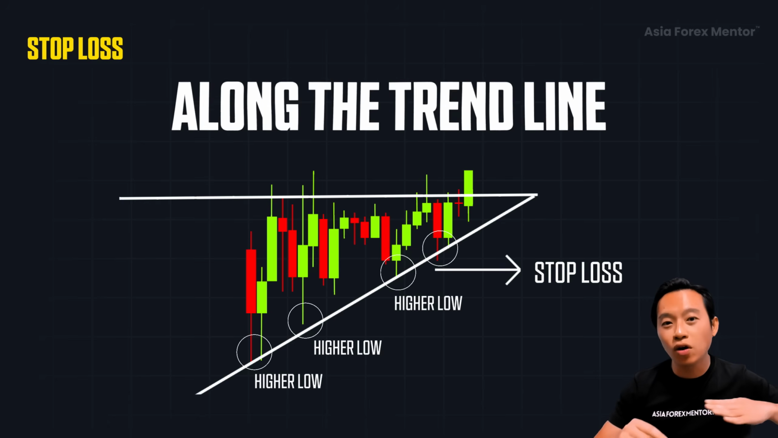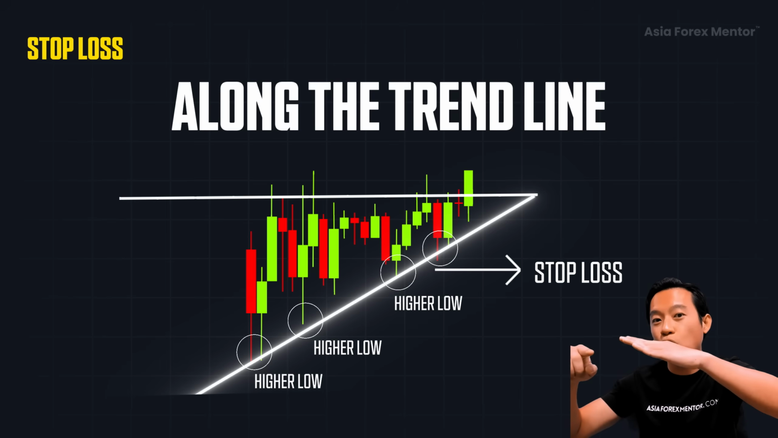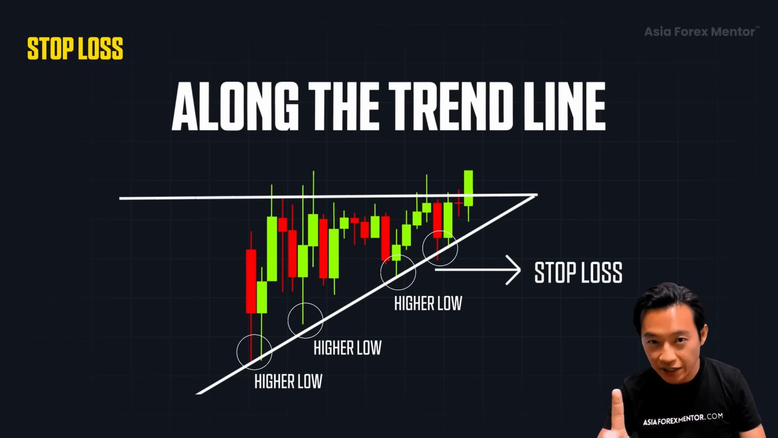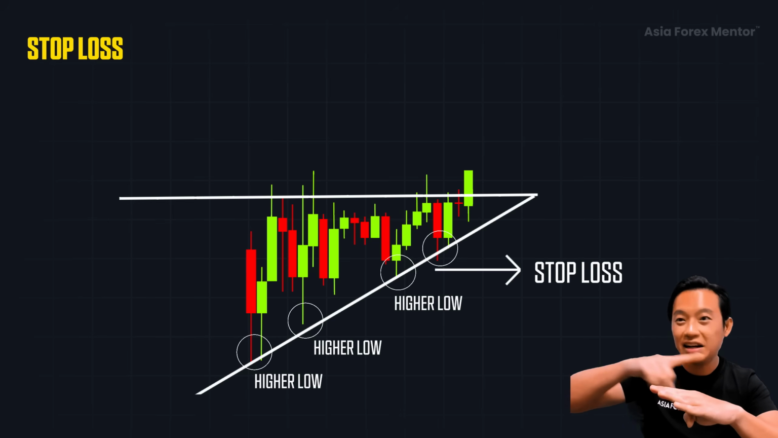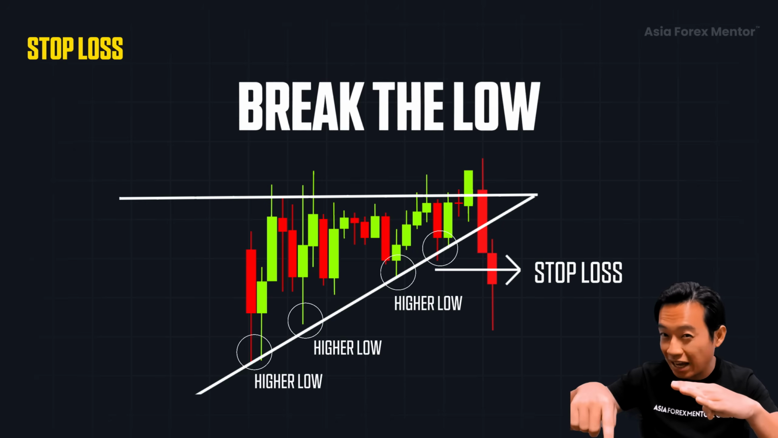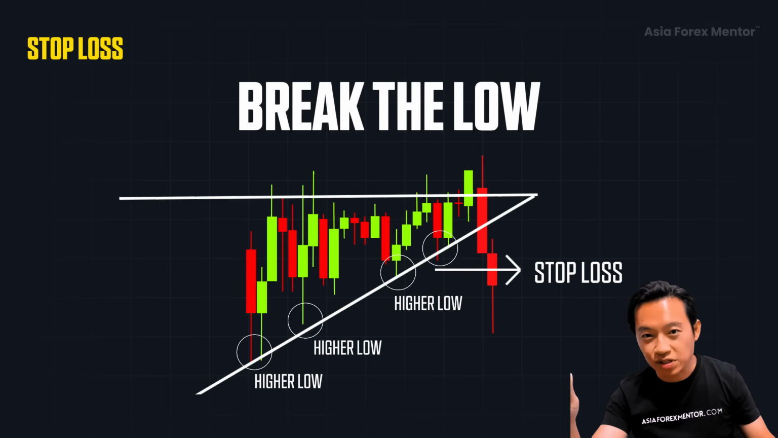That's one way. Another is along the trend line. So you place it below the trend line that you're trading, if price respects the trend line. If price doesn't go your way, higher lows, and then all of a sudden it breaks that low, this is where you keep yourself out.